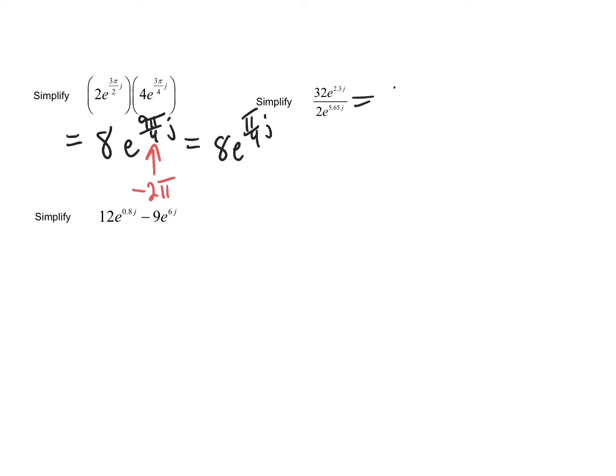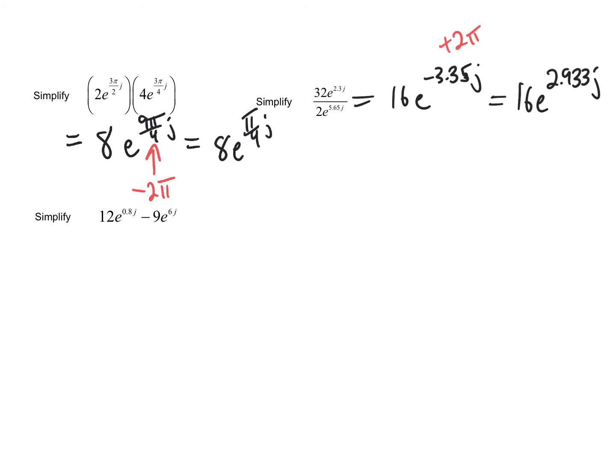Division, same idea. 32 over 2 is 16. Subtract the two exponents, we get negative 3.35j. And same idea, if we add 2 pi to correct it, we get this for our final answer.